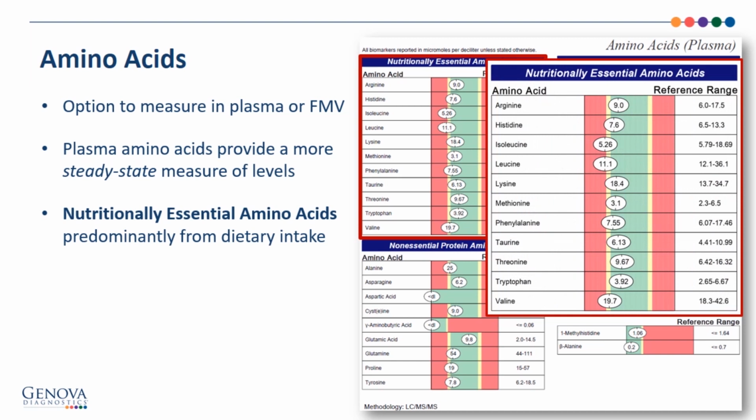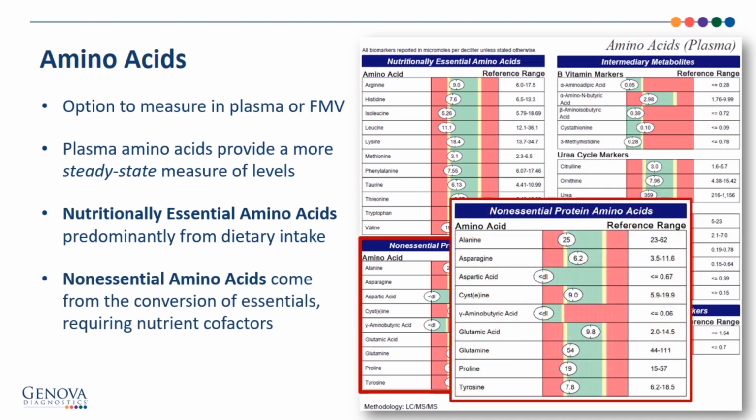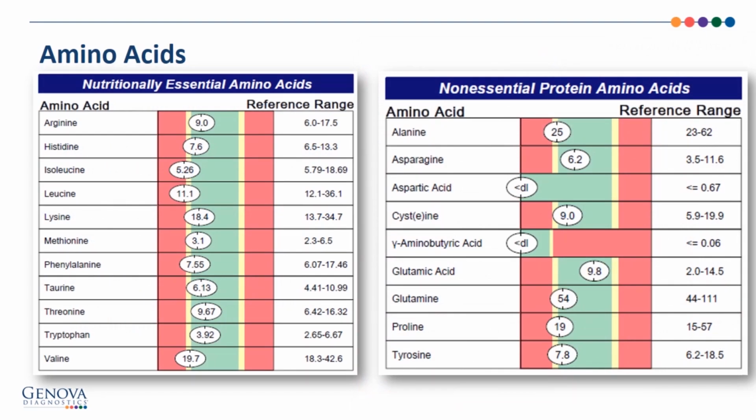You see the nutritionally essential amino acids that come from dietary intake of protein, as well as the non-essential amino acids that come from the conversion of the essential amino acids. And they require certain nutrient cofactors for that essential amino acids conversion. So here they are lined up side by side.